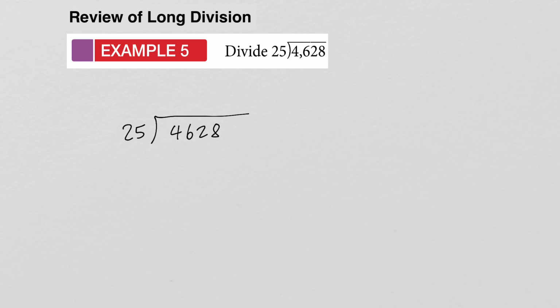Now let's recall how this works. So the first thing we do is we ask ourselves, does 25 go into the first digit here? Does 25 go into 4 evenly? And of course the answer is no. So since 25 does not go into 4, we add the next digit to it. Does 25 go into 46? Yes, it does. It goes into it 1 time. And if I multiply 1 times 25, we get 25. And then I'm going to subtract 25 from 46, which is going to give us 21.